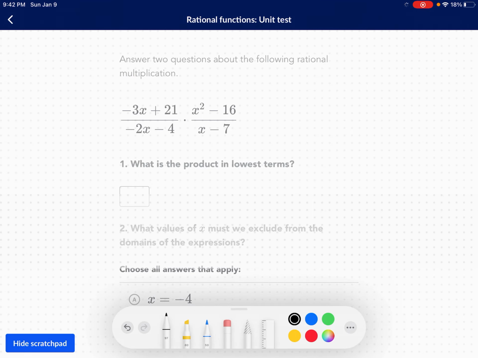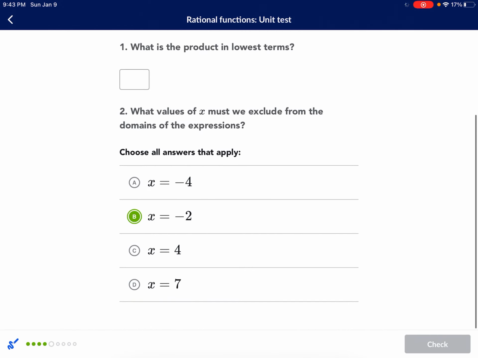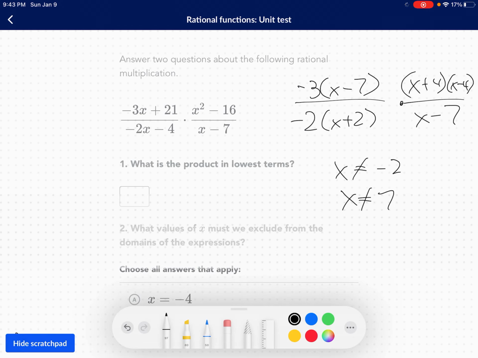Okay, what's the product in lowest terms? I'll just factor the numerators and denominators first. So negative 3, x minus 7, and negative 2, x plus 2, times x plus 4, x minus 4, difference of 2 squares again, and x minus 7. So the solutions can't be negative 2 because of this term, and it can't be 7 because of this term. Okay, so it can't be negative 2 or 7, and just solve.